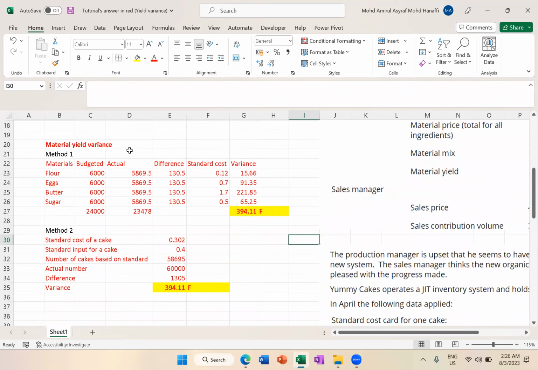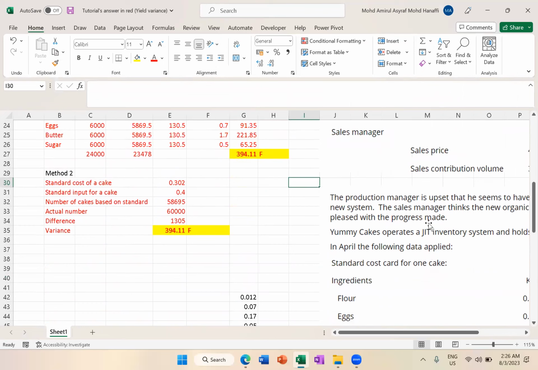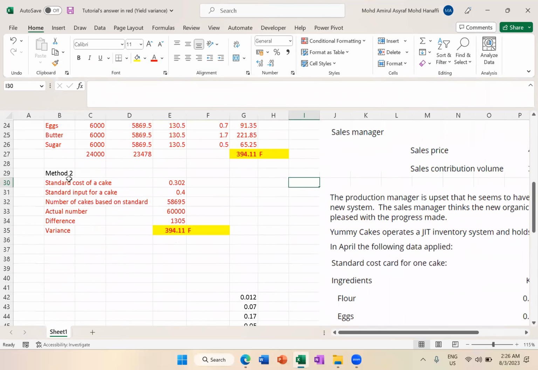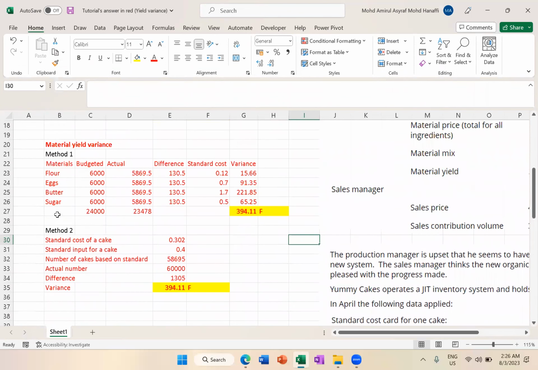We are talking about material yield variance here, so I'm just going to jump straight to the question, where you would have two methods. I'm going to show you both methods now. There are four ingredients: F, E, B, and S, which are flour, eggs, butter, and sugar. And then you have a budgeted input, actual input, the difference, standard cost, and the variance.